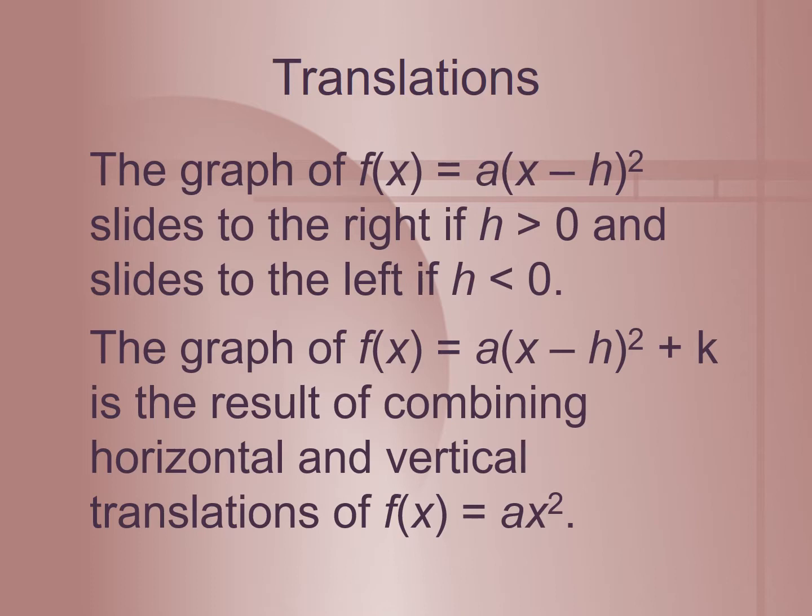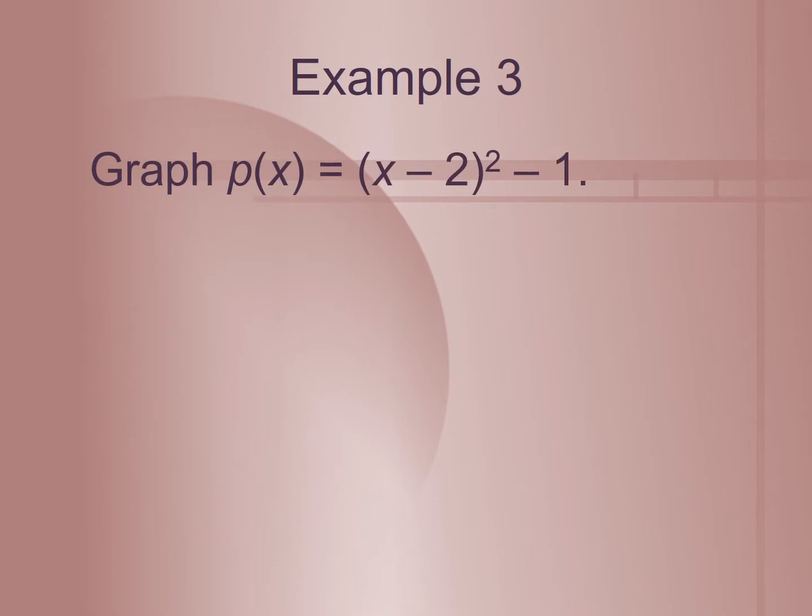So if you put a k value or a constant after the square, then that's going to combine a horizontal and vertical translation, because the h translates it horizontally and the k translates it vertically. So if we want to graph this function, p of x, which is x minus 2 squared minus 1, we have an h translation here, and we have a k translation here.